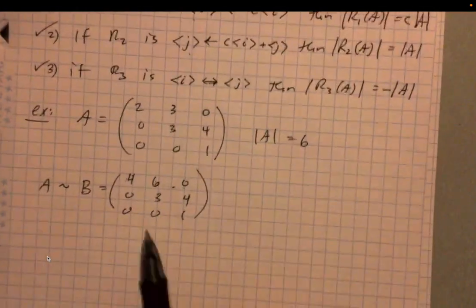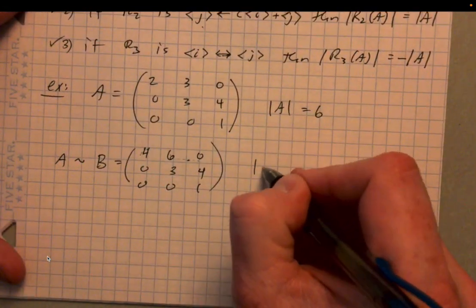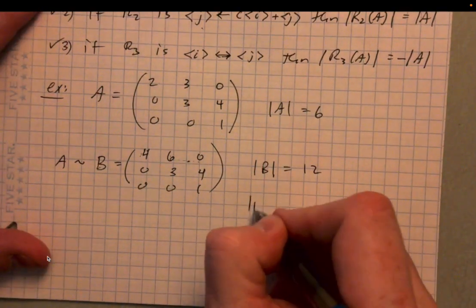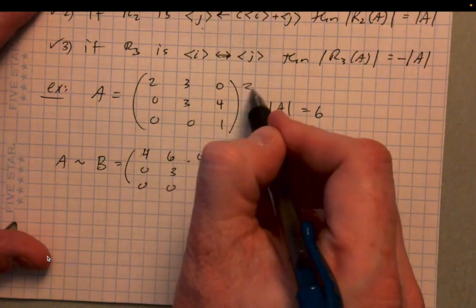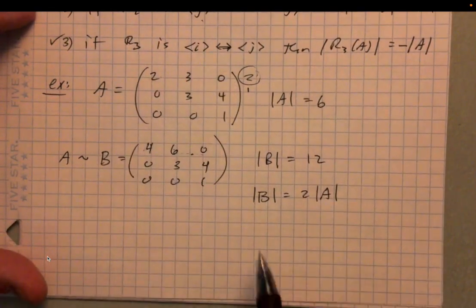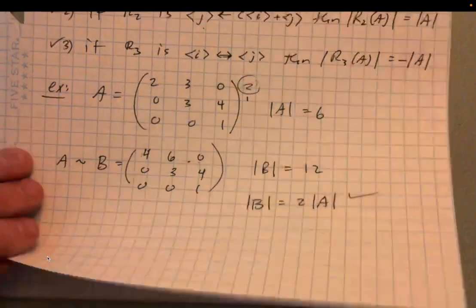Now what's the determinant of this resultant matrix? Well, it's 4 times 3 times 1, so the determinant of B in this case is 12. Notice that that is indeed 2 times the determinant of A. So the determinant of B is equal to 2 times the determinant of A. Remember, that's how we converted A into B: we did 2 times row 1. So you can see that that one seems to work in this case. Okay, one more example, another simple one, just to see how these pan out.